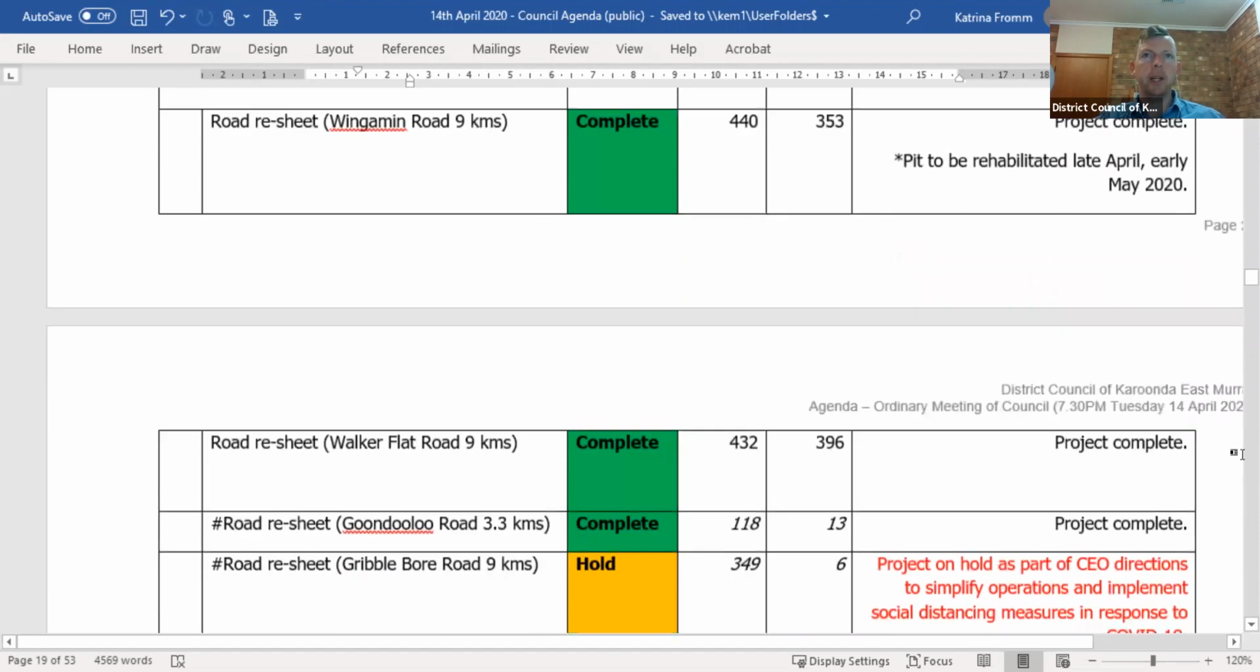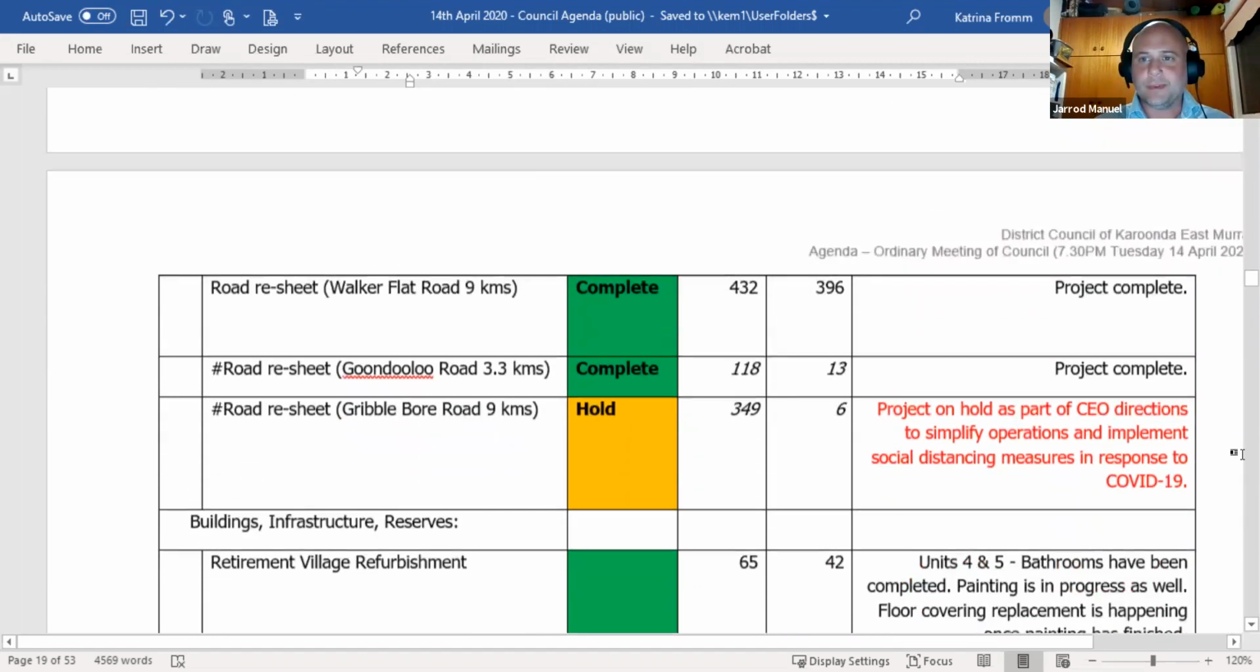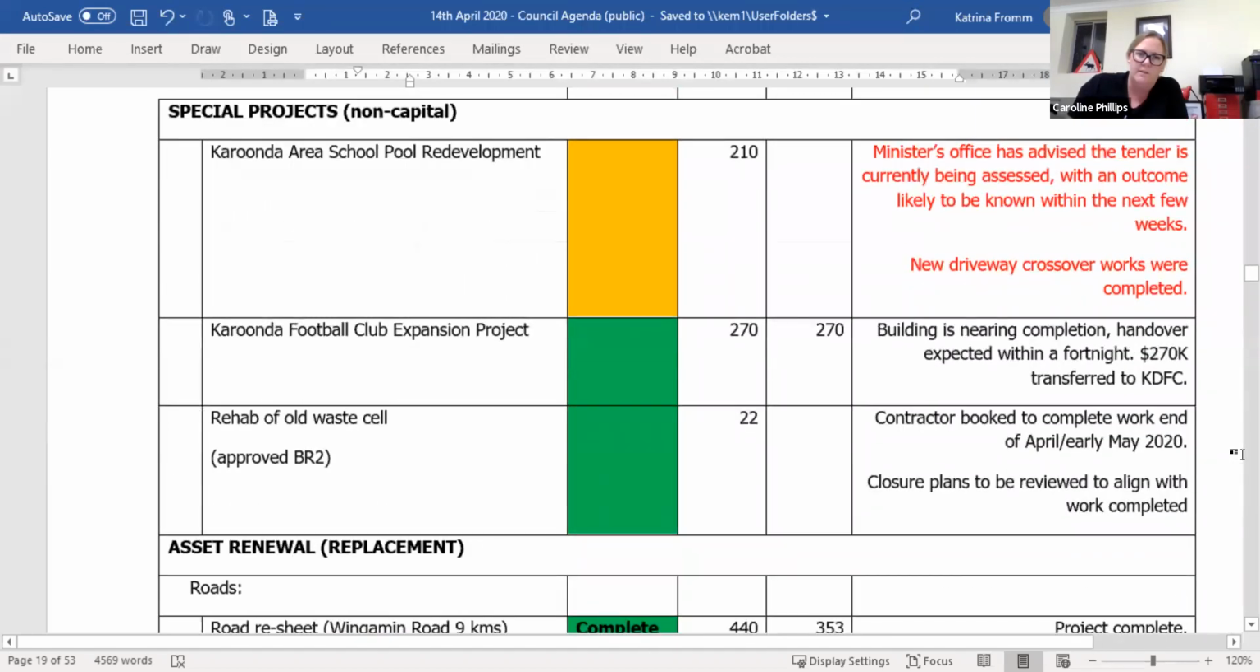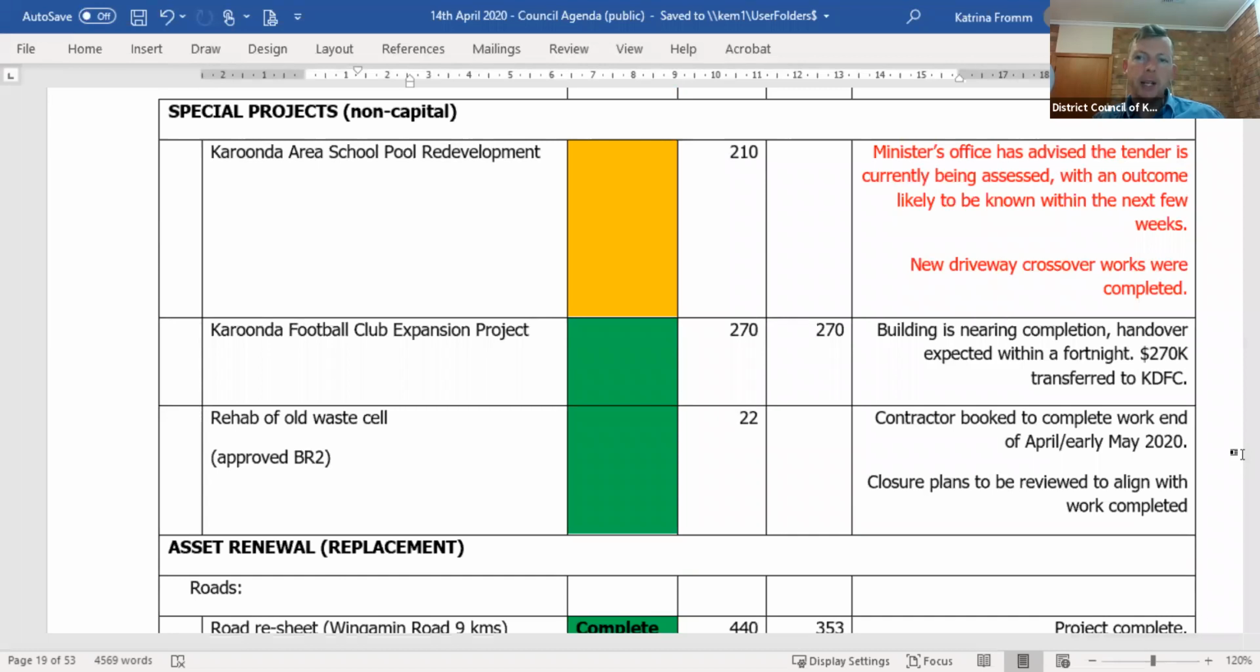Jared, if you want to talk to anything, you can talk to anything. Otherwise, we can just open up for questions. Hang on a minute, Jared. Sorry, Matthew, you just froze up there for a minute. So you said the tender is now closed and we expect an outcome in 2 weeks for the pool? My understanding is it's under assessment, and I would expect that we should hear more within the next 2 weeks. Yeah. Okay, thank you. Sorry, Jared, over to you.